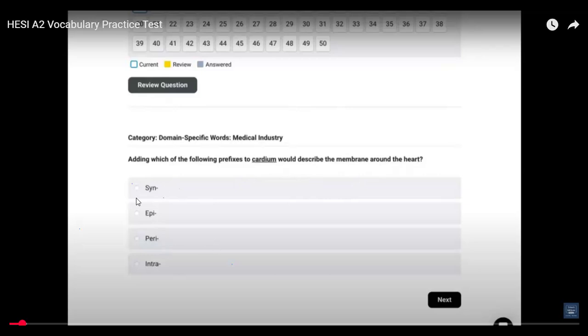So sin, no. Epi, no. Peri, yes. Peri means something going around something. That's a general definition of that prefix. What gives it more definition is the root that's used with peri. So in this case, they gave us the definition of the prefix that we need, which is peri. So we know that peri is the answer.